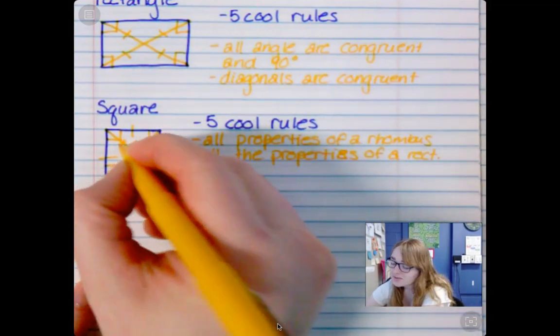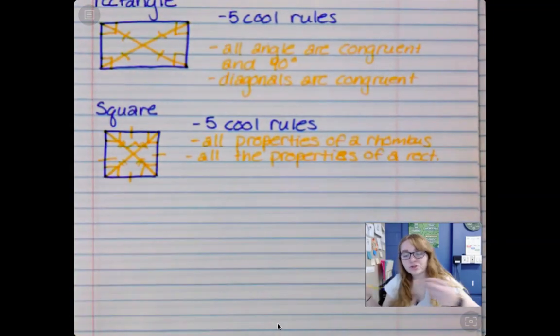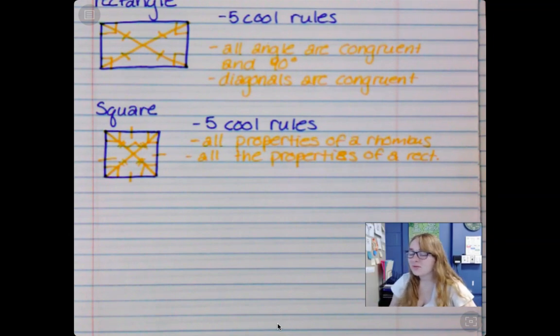So I'm going to add some tick marks onto each half of our diagonal here because they do bisect each other, so the two halves would be congruent on both pieces. Okay, so we have a lot of rules for our square and some new rules for our rhombus and our rectangle here. So let's go ahead and dive into some examples.